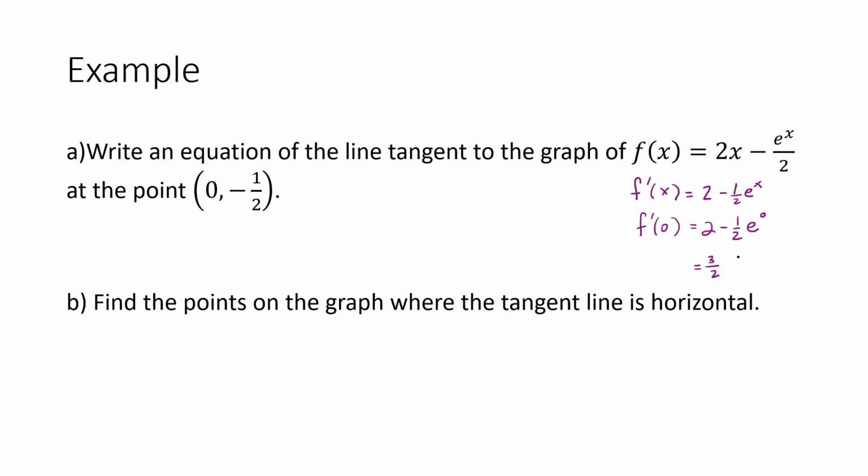Now we've got the slope of our tangent, and we've got the point where it passes through the curve. So our equation of the tangent line will be y minus negative 1/2 equals 3 over 2 times x minus 0, just the point slope form there. And so I think you could write it also like y equals 3 over 2 x minus 1/2.